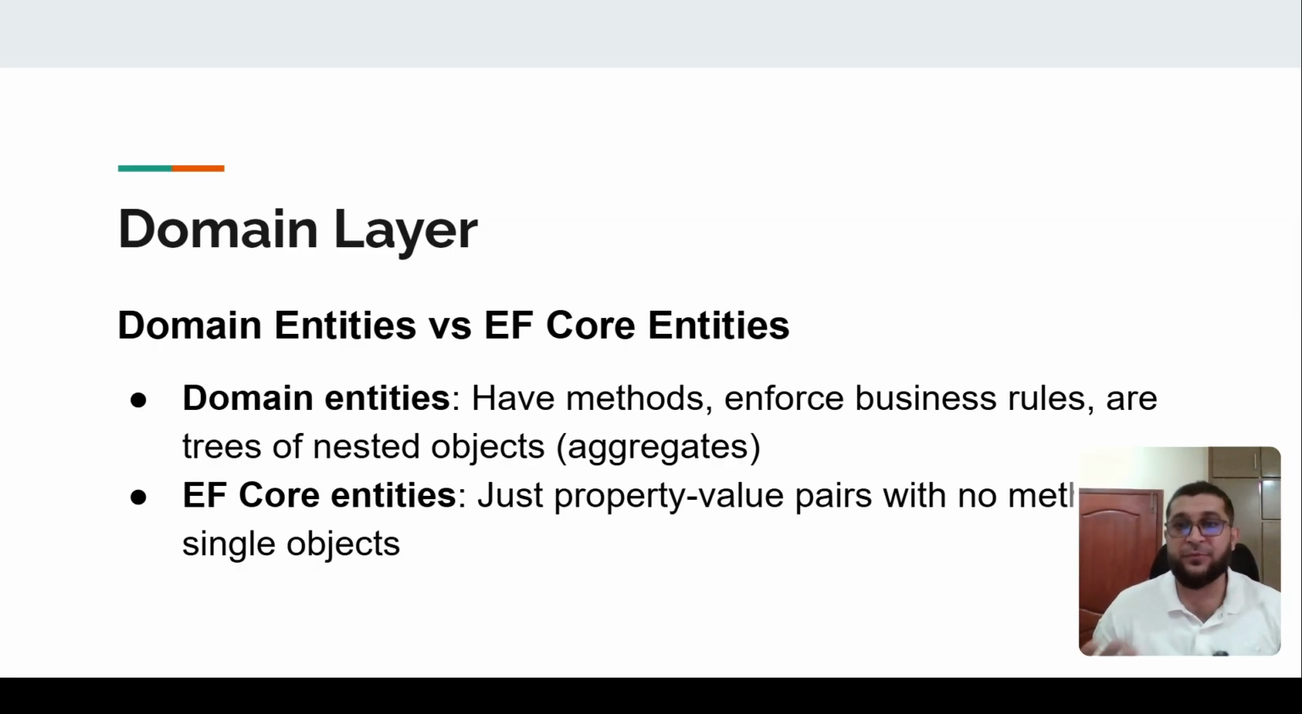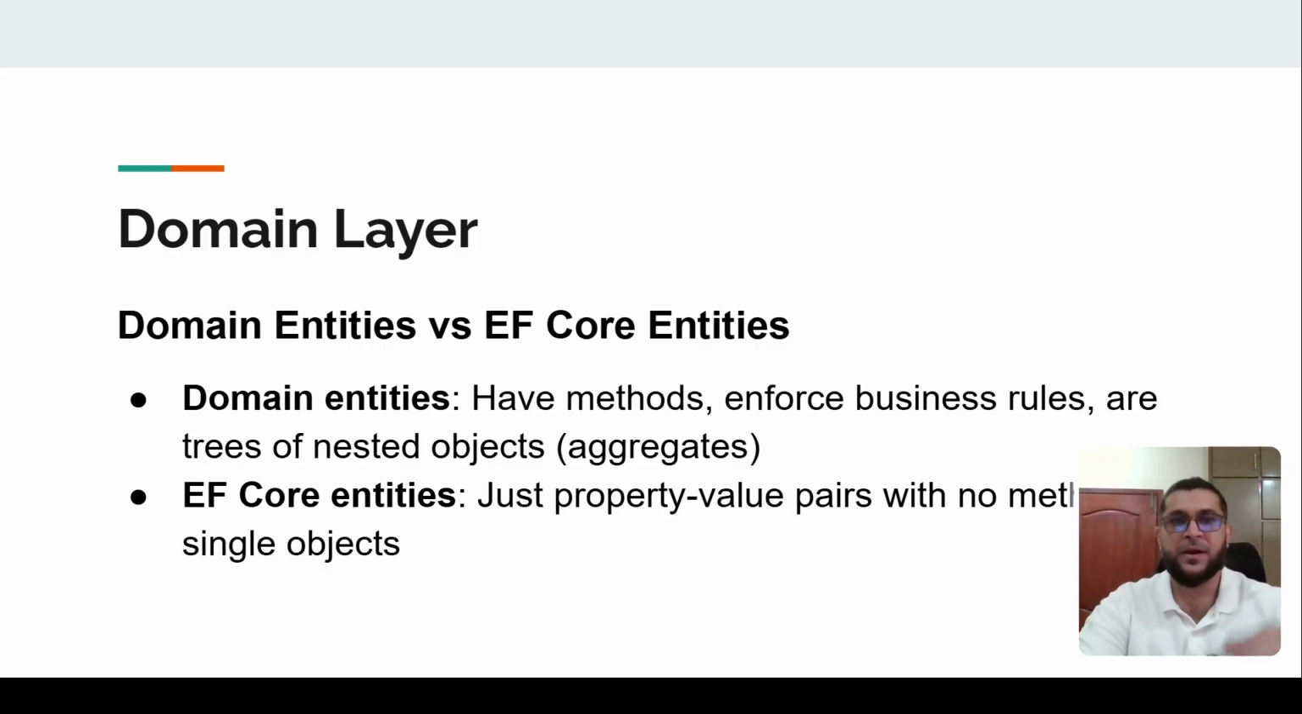Domain entities have methods that enforce business rules, and a tree of nested objects like an aggregate. An aggregate is a group of related objects. It's called an aggregate in domain driven design. And an EF Core entity just has property value pairs with no methods, and it only saves data inside the database. So there is some difference between these two.